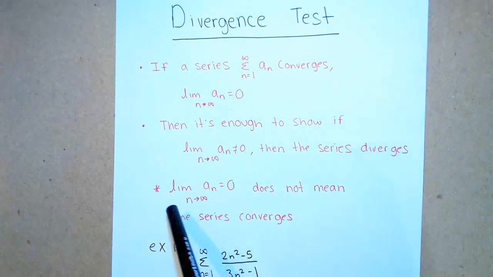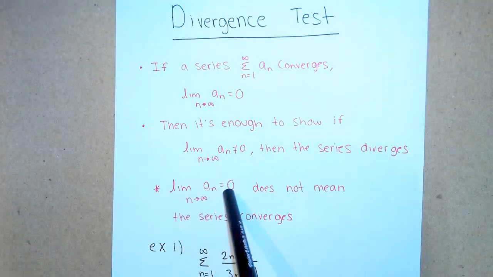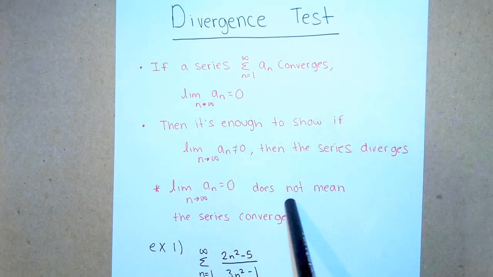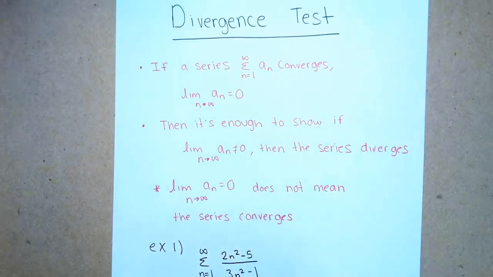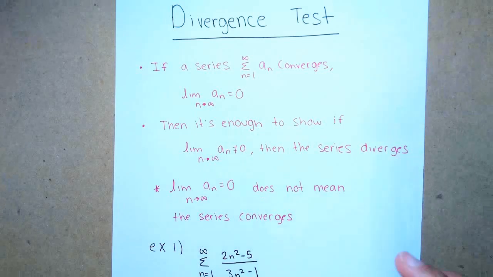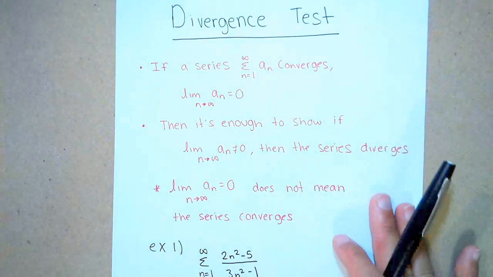So once again, if I find the limit as n goes to infinity and it gives me 0, it does not mean, and this is the key word, does not mean that the series is going to converge. It means that I can't use the divergence test and I have to use a different test. So we're going to go ahead and do an example.